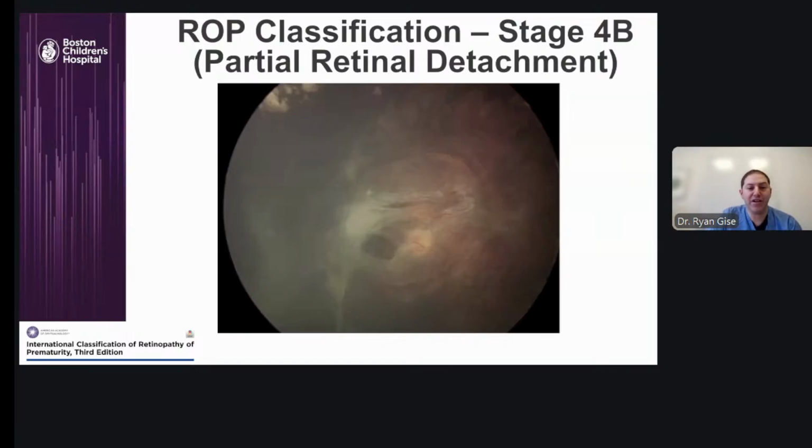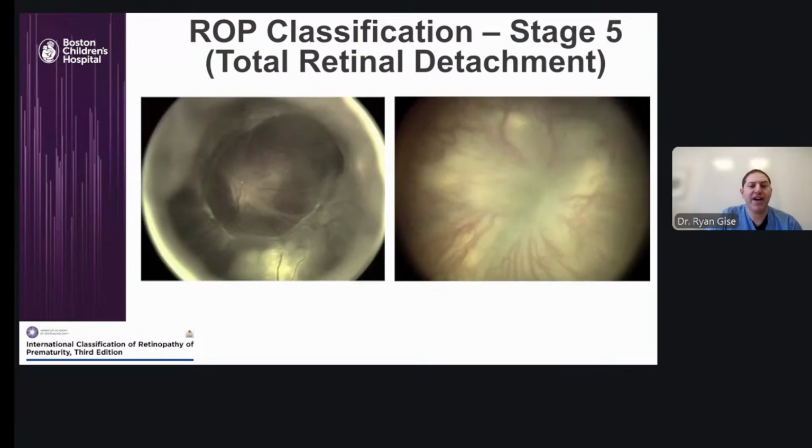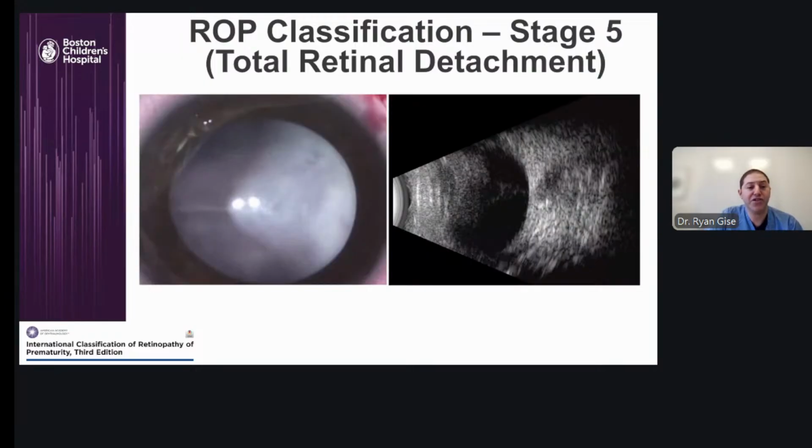And here's another incidence of a tractional retinal detachment. And then finally, if it continues to progress, it can lead to a total retinal detachment. And you can see it just like in that picture of the retrolental fibroplasia, and you can see it as a funnel on B scan.